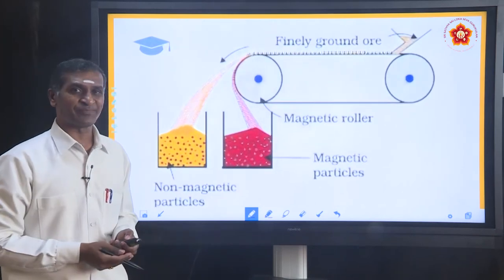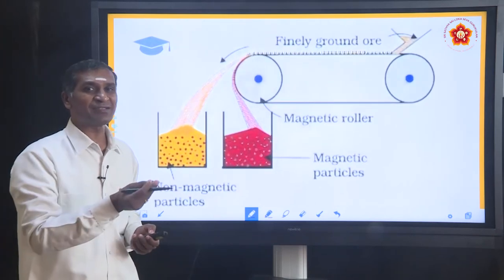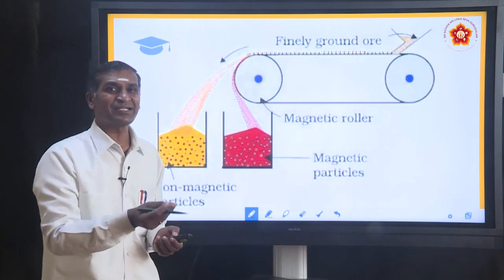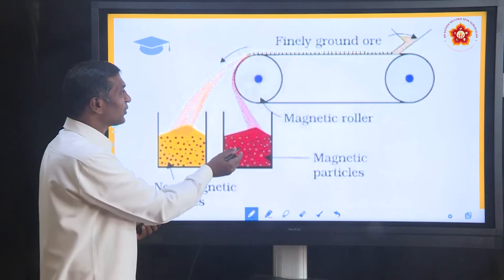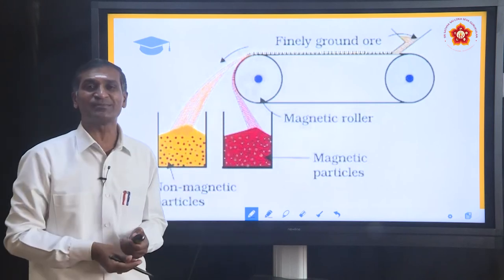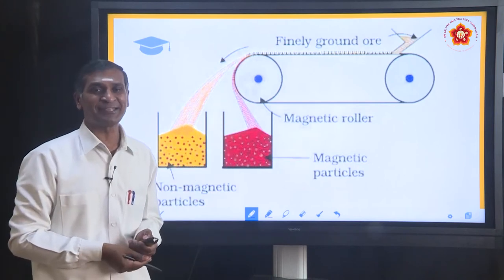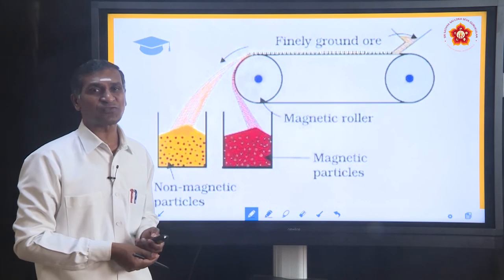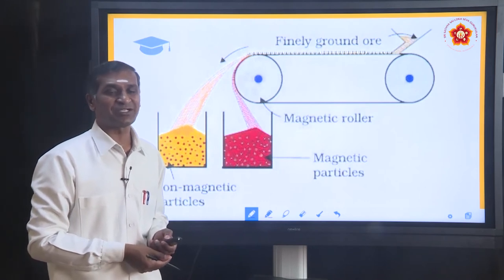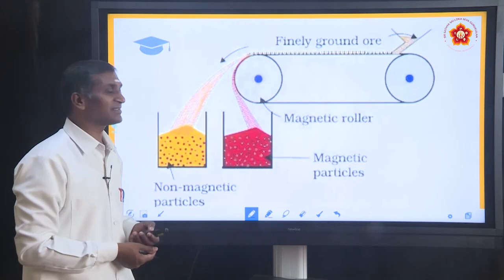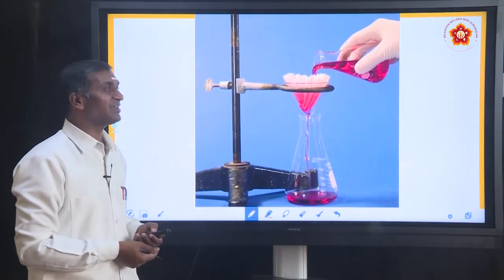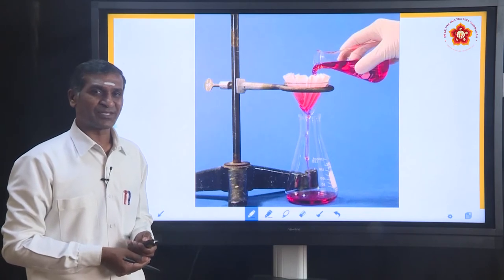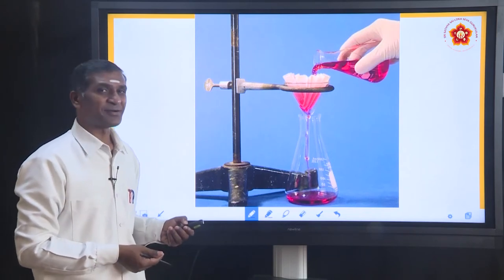Magnetic separation. Simple way is you use a magnet to separate the magnetic substances from the unwanted materials. And this is one of the instruments that is used in metallurgy of iron, to separate the ores of iron from the unwanted materials, a magnetic separation. Filtration, it's also one of the methods of separating.